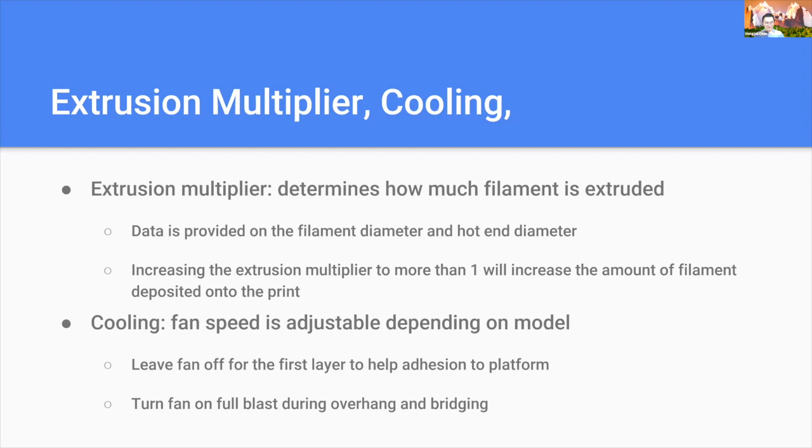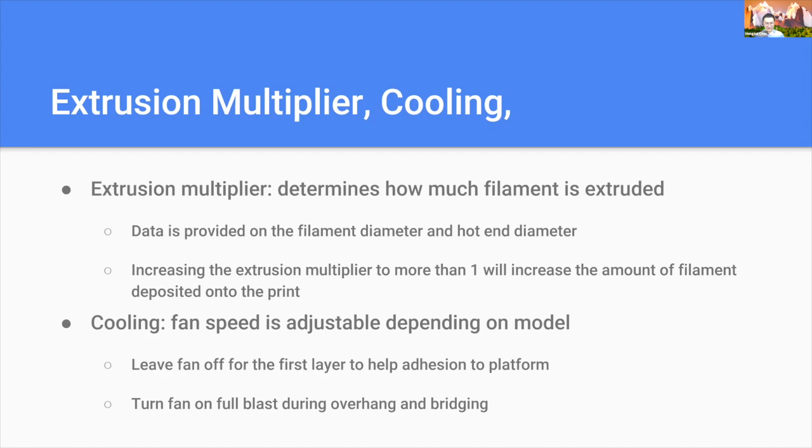So there's also the extrusion multiplier. It determines how much filament is extruded. So let's say you print an object, right? And then you realize, oh crap, there's not enough plastic in the print. It's looking like a spider web, right? What you can do in this case is to increase the extrusion multiplier so that the print is more solid or is up to the standard that you like.